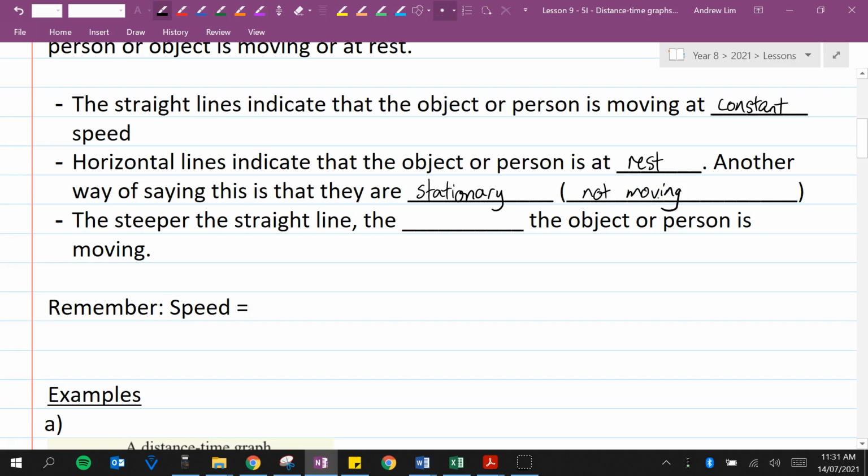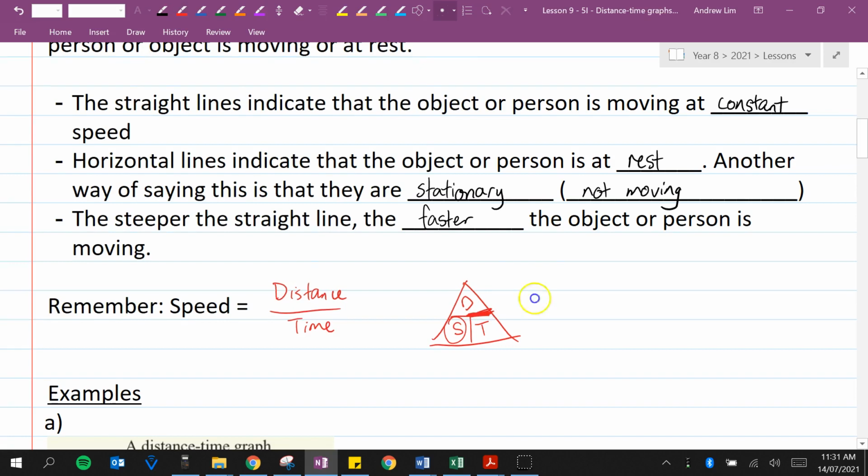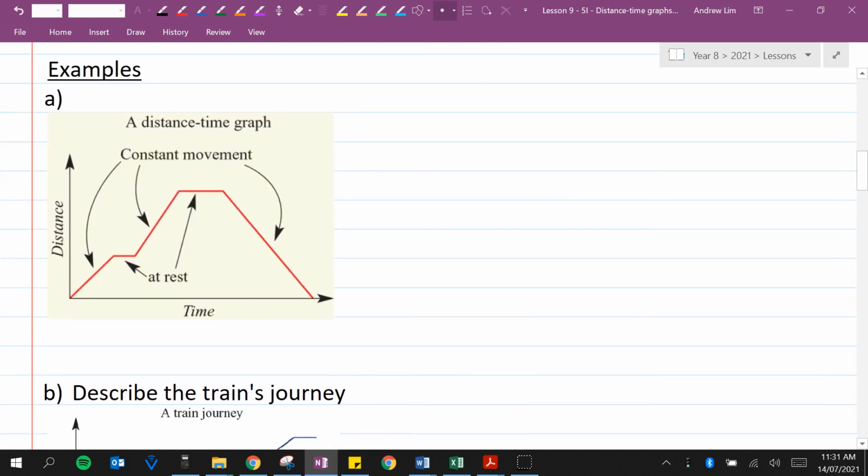The steeper the straight line, the faster the object or person is moving. Now it's important for you to remember that speed is equal to distance over time. Okay? We've got our DST triangle here, distance, speed, and time. So if we want to work out what speed is, it's distance divided by time. Let's have a look at some examples.